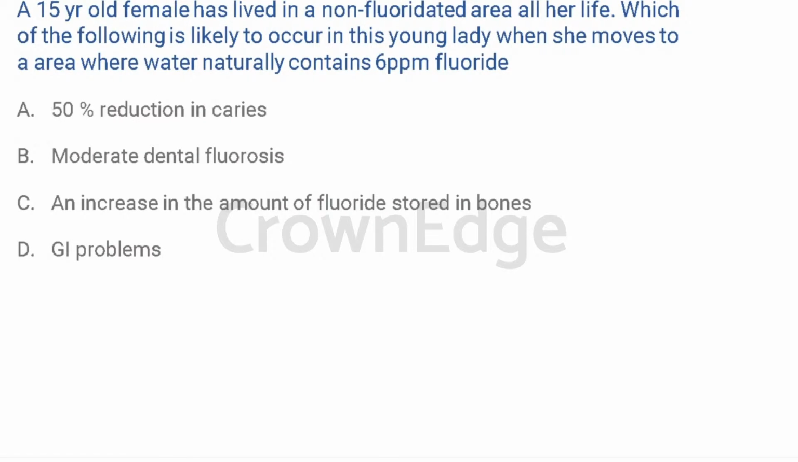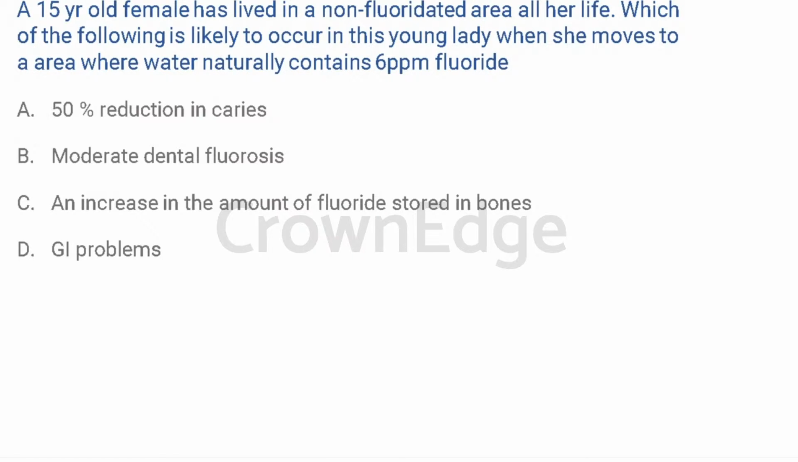And this is another situation. You have a 15-year-old female who has lived in a non-fluoridated area all her life. Okay, which of the following is likely to occur in this young lady when she moves to an area where water naturally contains 6 ppm of fluoride? Now, 6 ppm of fluoride is definitely not the recommended amount of fluoride that you need to have in water. Okay, but this 15-year-old child has been living in a non-fluoridated area, right? So, A, you see a 50% reduction in the caries.